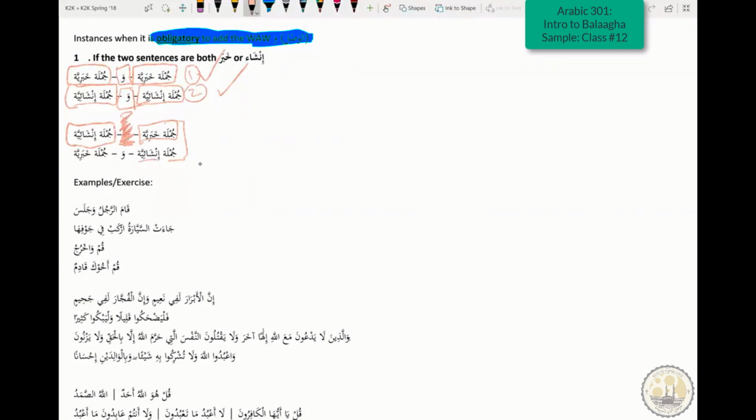What about if sentence 1 is insha'iyya and sentence 2 is khabariya? Is it obligatory to add the waw here? No. Once again, no. All right. So in these templates, it is not obligatory to add the waw. However, in the first two templates, sentence 1 and 2, if both of them are khabariya or both of them insha'iyya, then khalas, you have to add the waw. Let's take a look at some examples along with some exercises, okay? So pay attention.